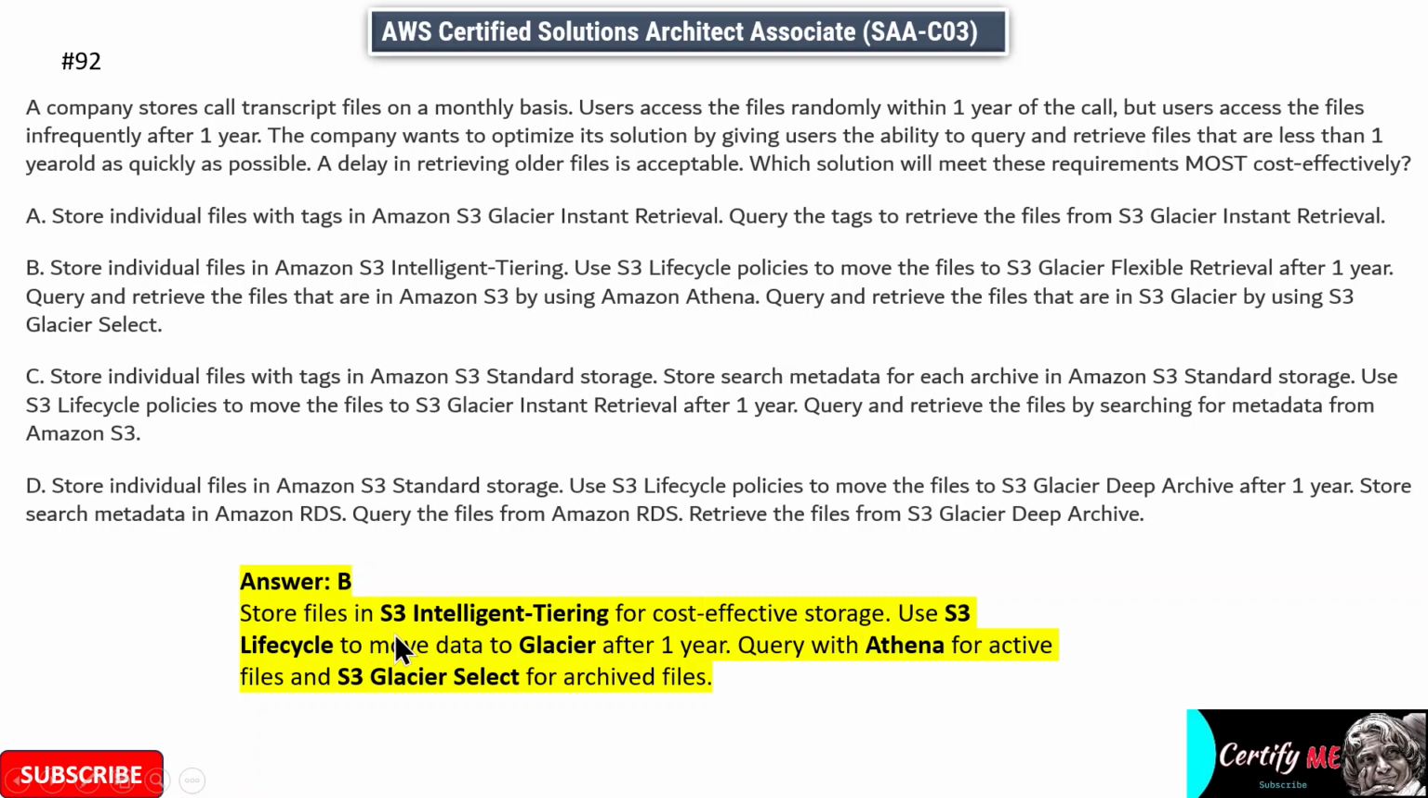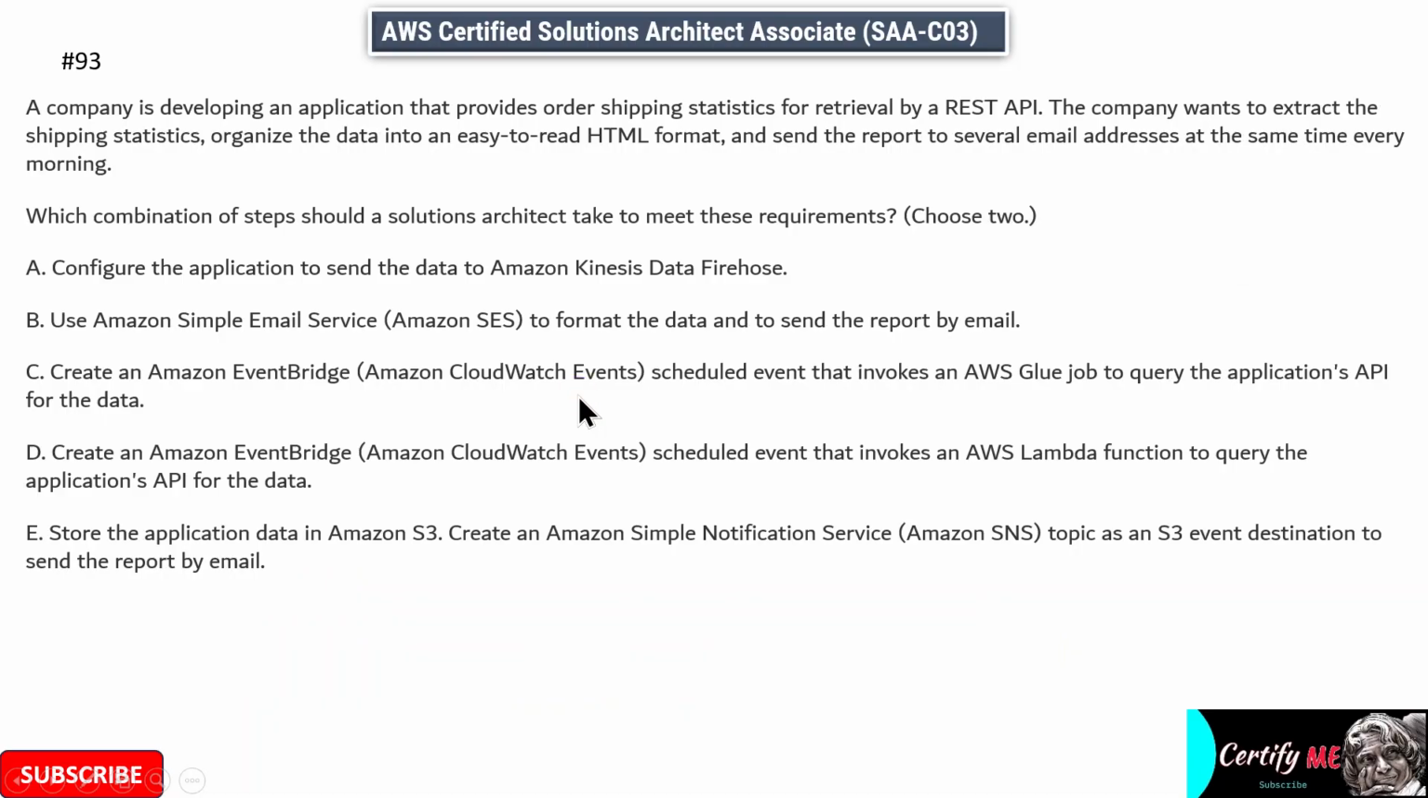Store files in S3 Intelligent-Tiering for cost-effective storage. Use S3 lifecycle to move data to Glacier after 1 year. Query with Athena for active files and S3 Glacier Select for archived files. Next question.